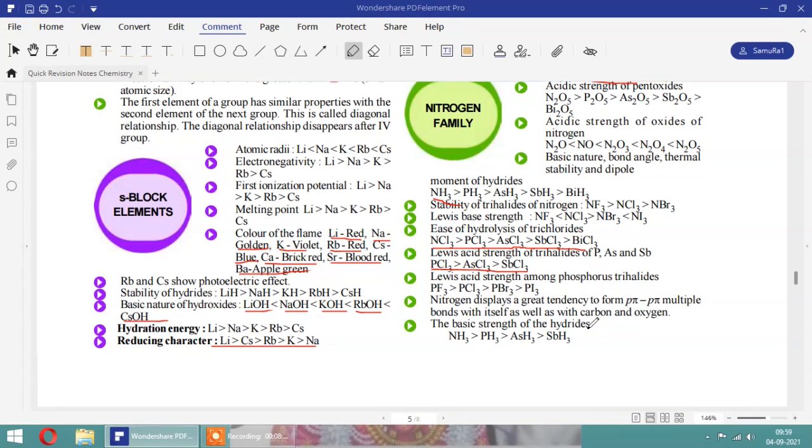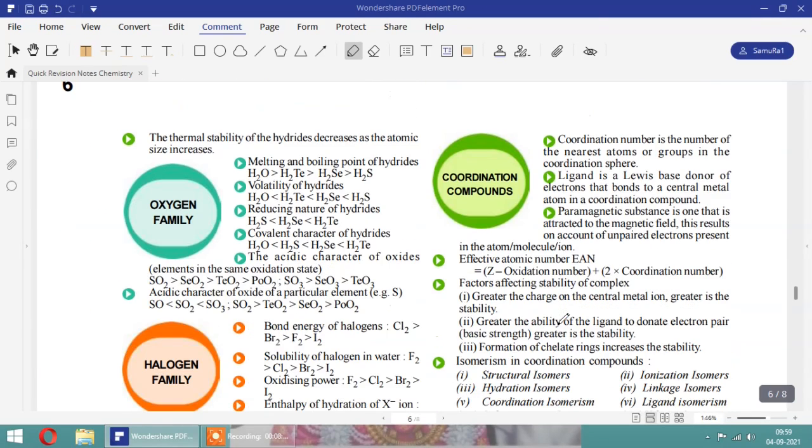The basic strength of hydrides, I already told this one, is in increasing order. The thermal stability of hydrides decreases as the atomic size increases. The melting and boiling points of hydrides in the oxygen family: H2O greater than H2Te, H2Se, H2S. Volatility of hydrides is in reverse order: H2O less than H2Te, less than H2Se, less than H2S. Reducing nature of hydrides: H2S greater than H2Se, H2Te.